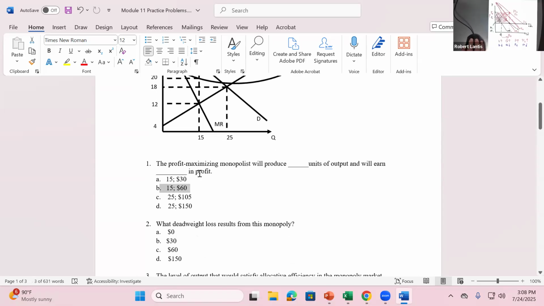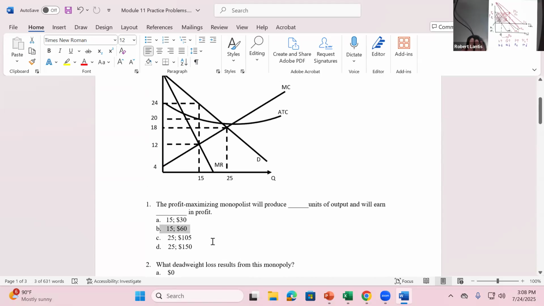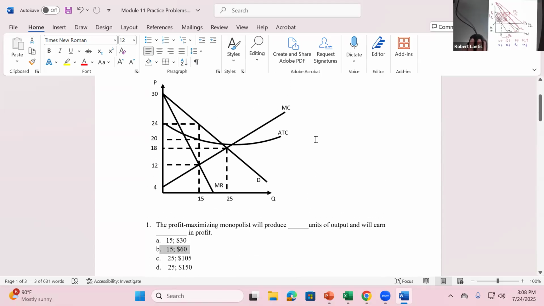Okay. What would the dead weight loss be? Well, where would we be if we were in the perfectly competitive market? Our monopolist's marginal cost, if it's one firm, would be all of supply. So if the perfectly competitive market gets to the point where supply is equal to demand, that would be out here at a quantity of 25. So we're underproducing by 10 units.